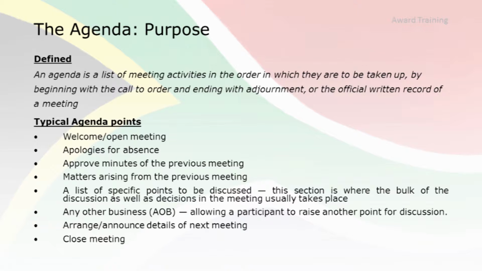Then we talk about matters arising from the previous meeting. And of course, at this point now, we talk about the specific topics we need to discuss at this meeting. What do we need to talk about, such as occupational health and safety, or maybe firefighting drills, or emergency procedures. Whatever has to be talked about and what this agenda is about is now when we'll talk about it.